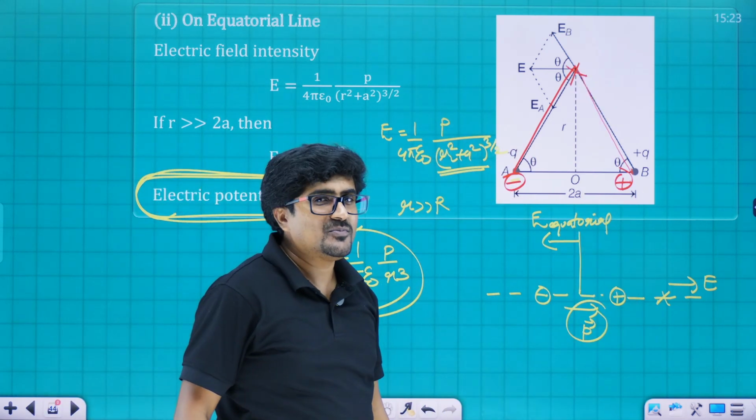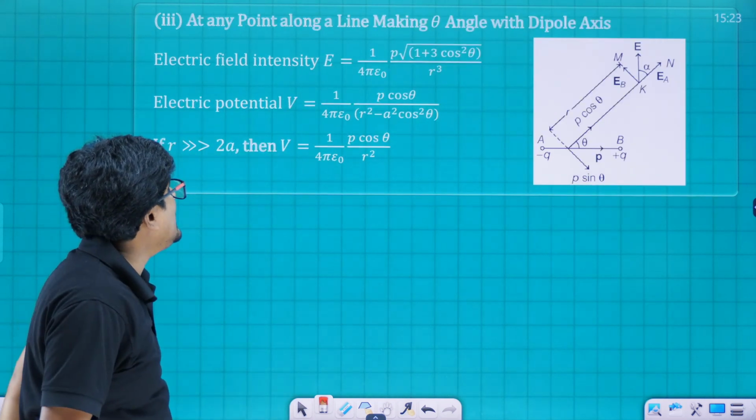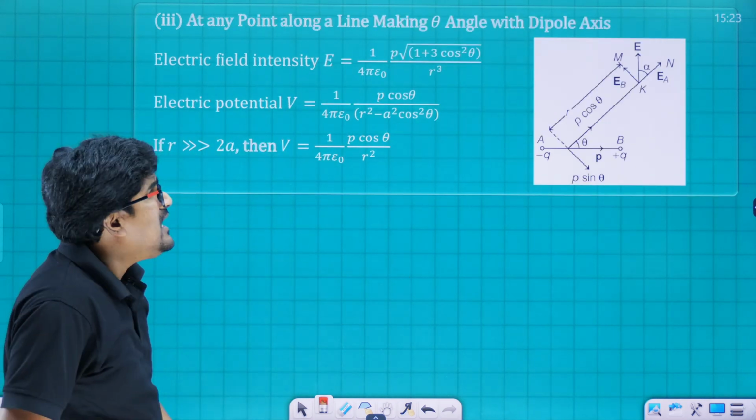So definitely the V value should be what? 0, isn't it? Moving to the next, that is, at any point on a line making an angle theta with the dipole.